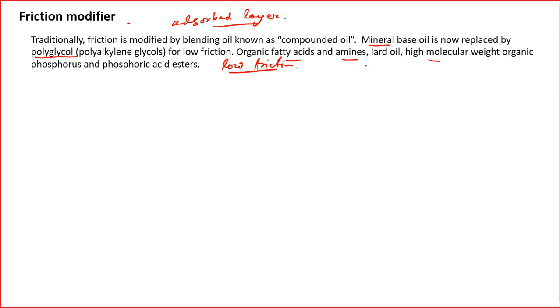Nowadays we also see many research going on about some nanoparticles. So nanoparticles like MoS2 or even PTFE. PTFE particles are dispersed inside the oil, and when it is homogeneously dispersed, these particles will help to reduce friction. So these are some new types of solutions for friction modifiers.